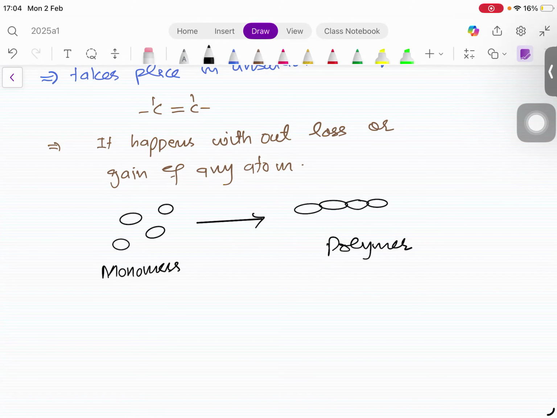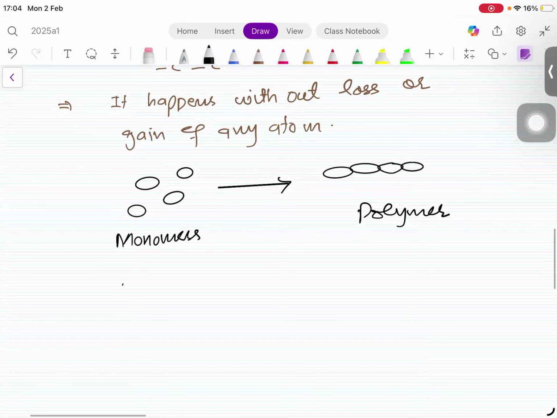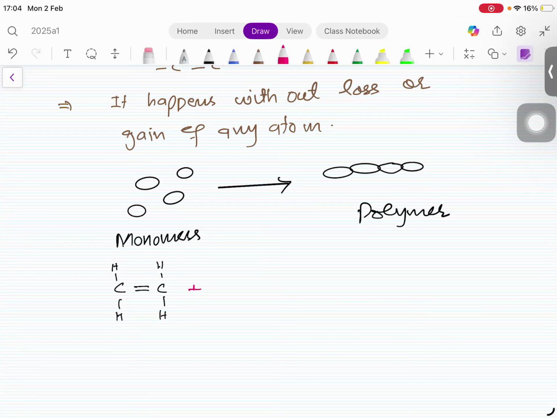So monomers add up to make a polymer. How do they add up? That's the point. This we have already done in AS. I'm just revising it here. Let's see, for example, if we have a molecule of ethene. Let's assume we have three molecules of ethene. This is number 1, this is number 2, and this is number 3.